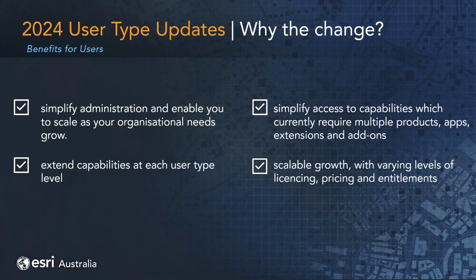Whether you're building a larger GIS department, supporting a growing field team, or want to share maps and apps with executives, you can add more of the appropriate user types to your ArcGIS organization and go. So Tar, what are these updates exactly?